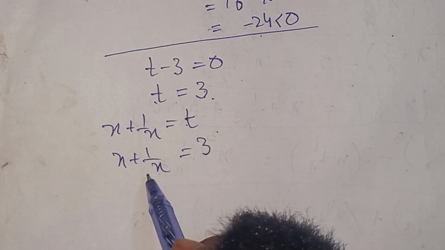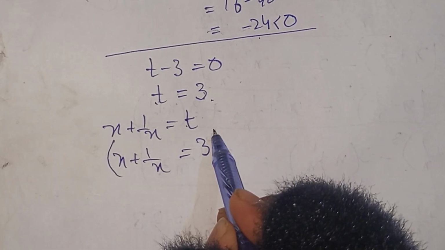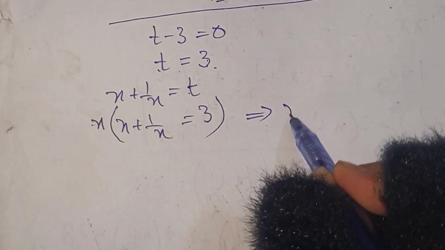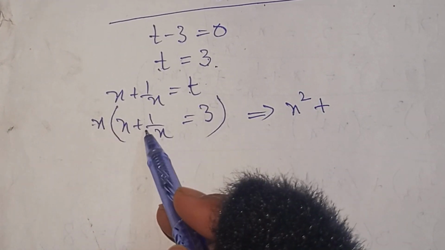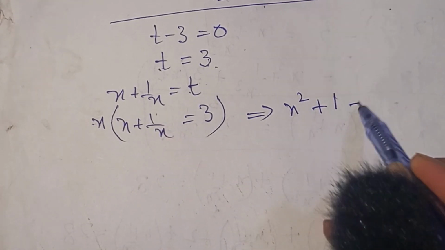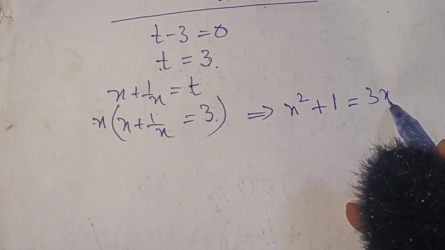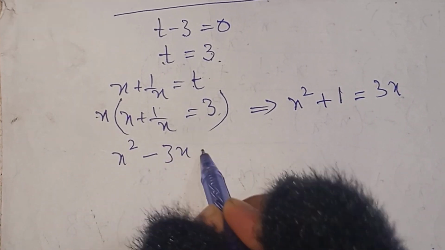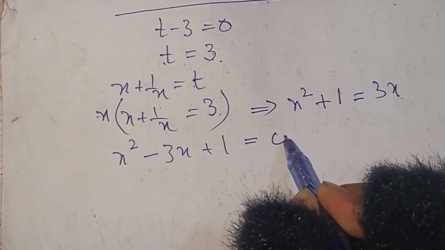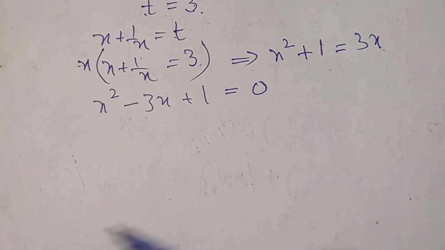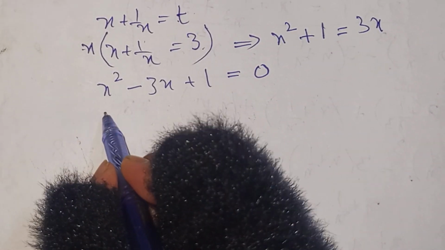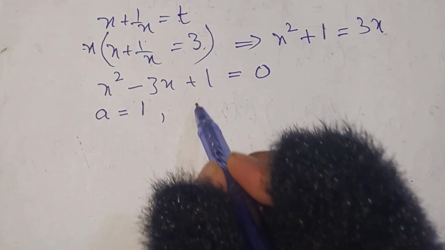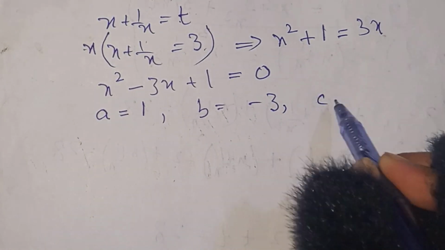Now in the next step, if we multiply this equation by x, so this will become, multiply x by x, we get x square, plus this x multiplied by 1 over x, we just get a 1. It's equal to, multiply x by 3, we get 3x. Now we rearrange this equation, so we can write this as x square minus 3x plus 1 is equal to 0. Now this is a quadratic equation, and we use the quadratic formula. For this, we find the values of a, b, and c. a is the coefficient of x square, which is 1, and b is equal to minus 3, and c is 1.